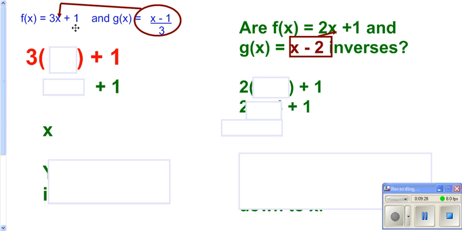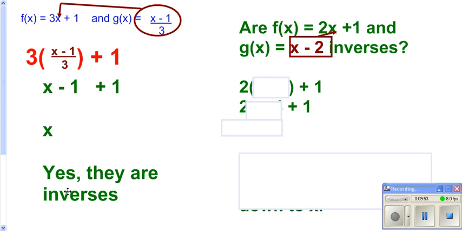So we're going to do the same thing here. We're going to check to see if this is an inverse. So you got to take one function, plug it into the other. You have 3 times your input plus 1. So I'm going to take this and plug it in for my input. Now, this divided by 3 times 3, the 3's drop out. Now the 1's drop out. Since it reduces down to x, they are inverses.